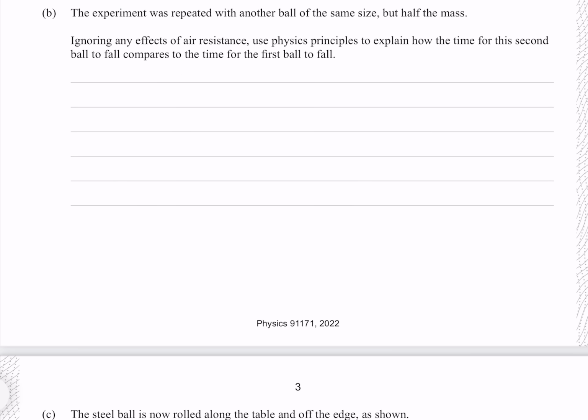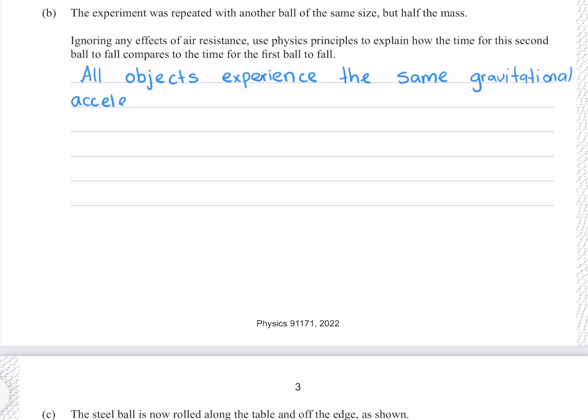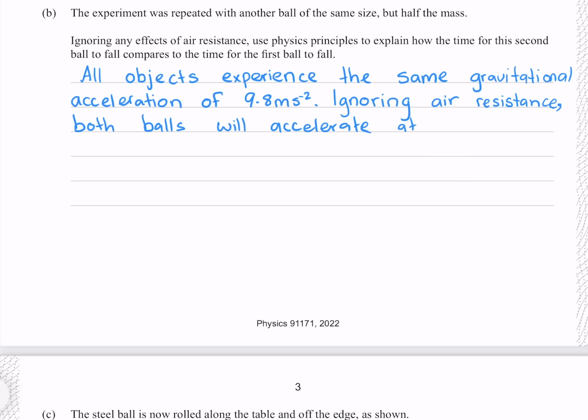The experiment was repeated with another ball of the same size, but half the mass. Ignoring any effects of air resistance, use physics principles to explain how the time for the second ball to fall compares to the time for the first ball to fall. As you should know, all objects experience the same gravitational acceleration of 9.8 meters per second squared. Ignoring air resistance, both balls will accelerate at this rate and land at the same time.